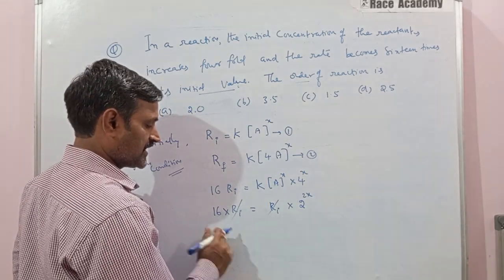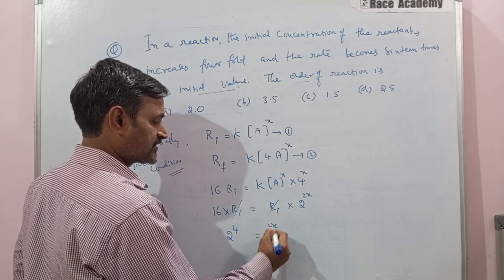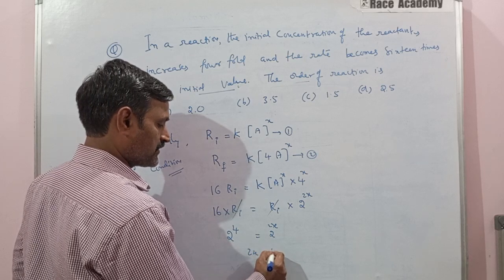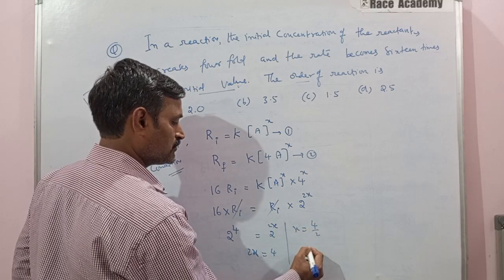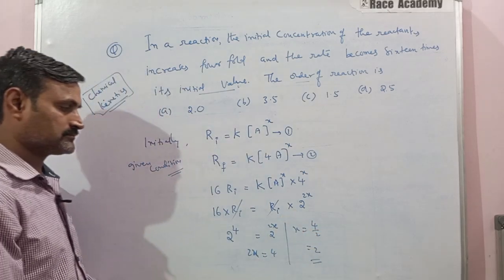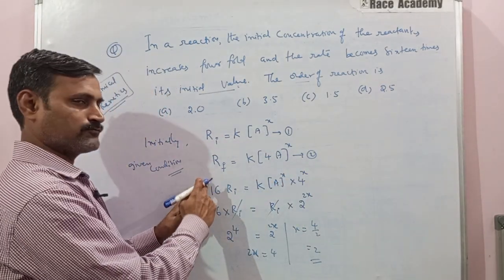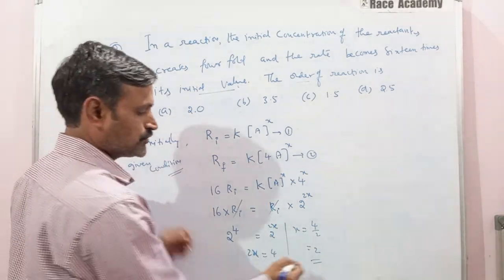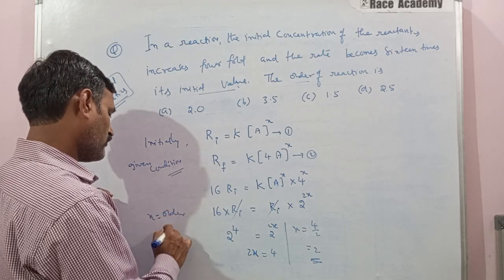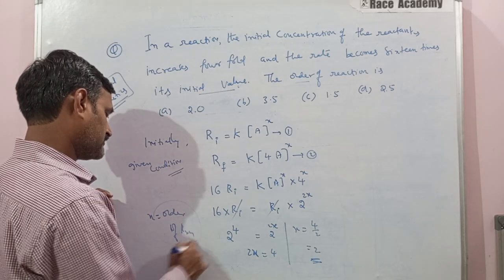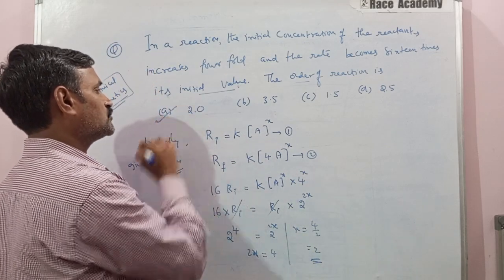Write 16 as 2 power 4, so 2 power 4 is equal to 2 power 2X, then 2X becomes equal to 4, so X becomes 4 by 2, that is equal to 2. Or else, right here you can write 4 power X, and write 16 as 4 square, then X becomes 2. So what is X we assumed? We assumed X as the order of reaction. So from this calculation we understood that the order of reaction is 2, second order.